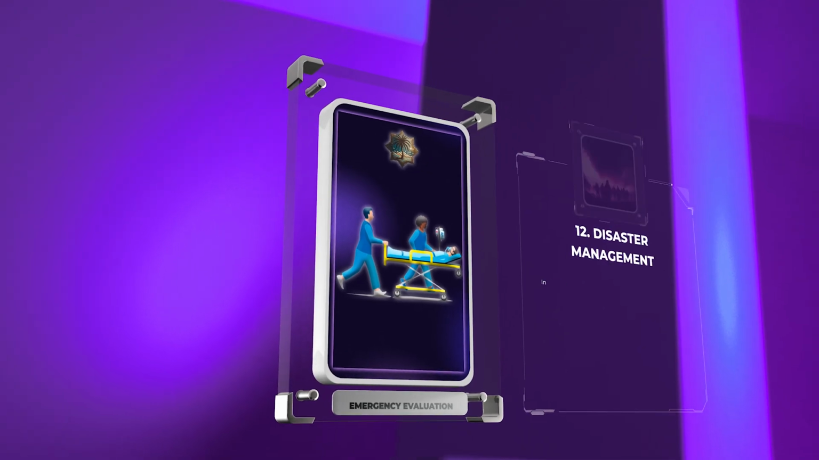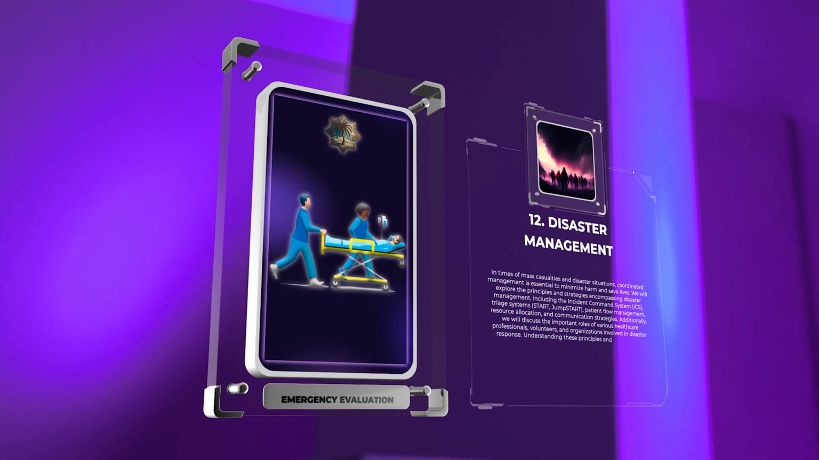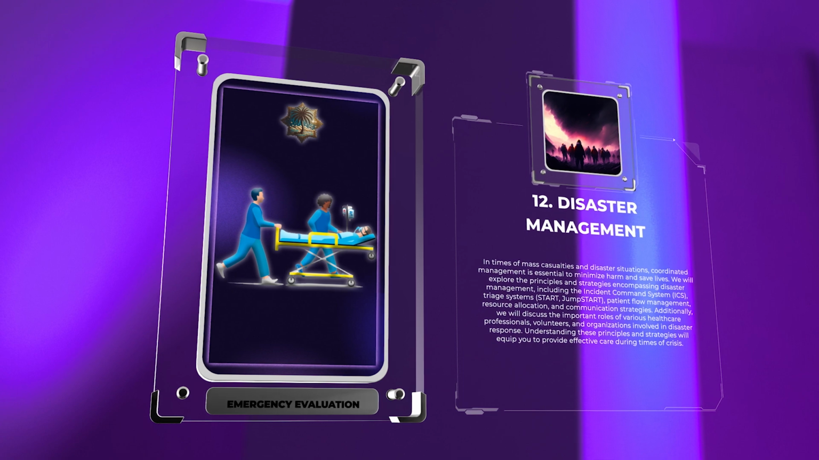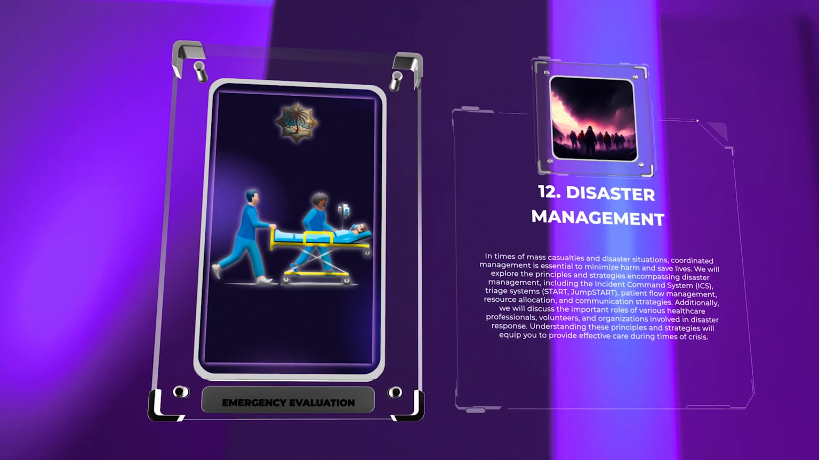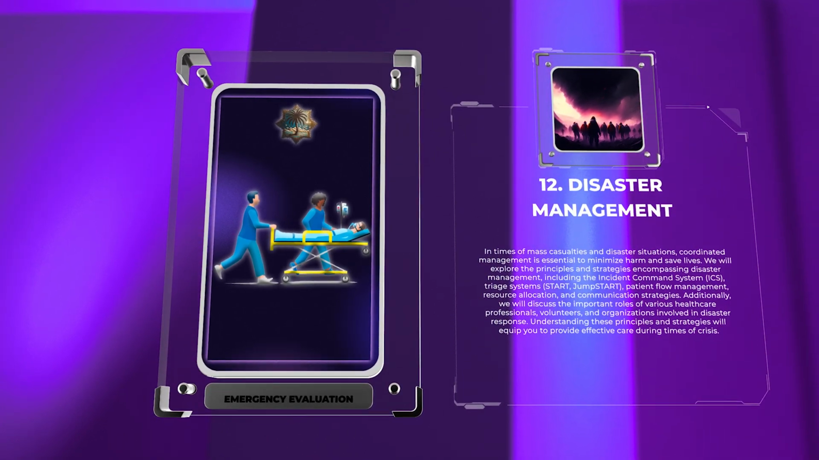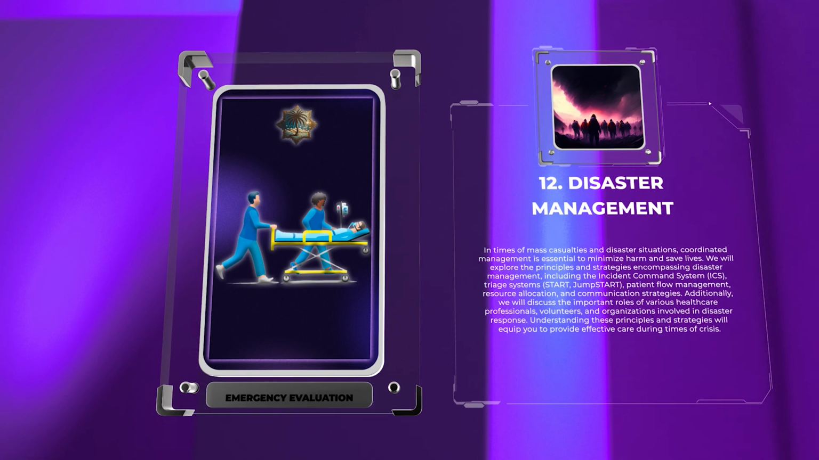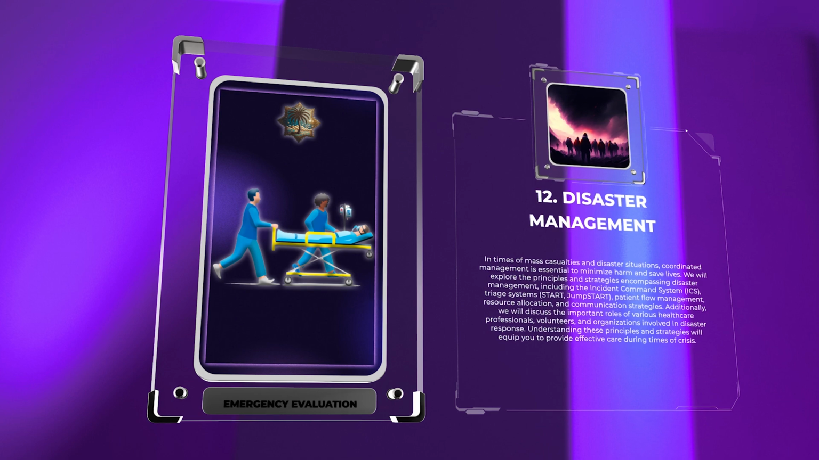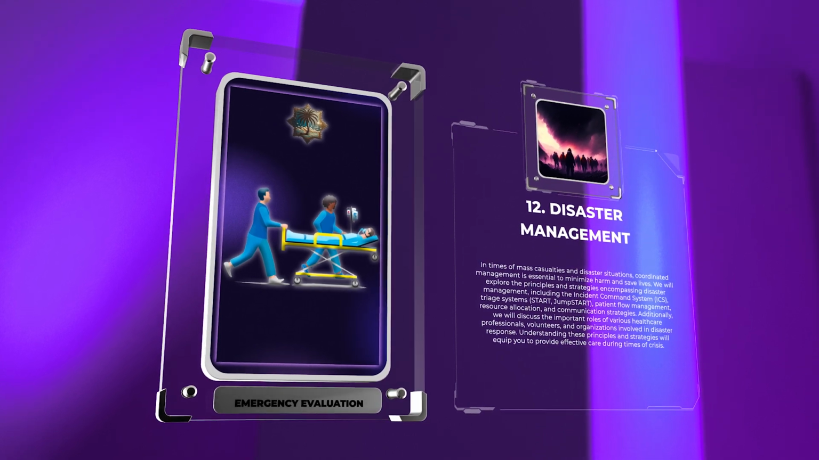In times of mass casualties and disaster situations, coordinated management is essential to minimize harm and save lives. We will explore the principles and strategies encompassing disaster management, including the Incident Command System, ICS, triage systems, START, Jumpstart, patient flow management, resource allocation, and communication strategies.